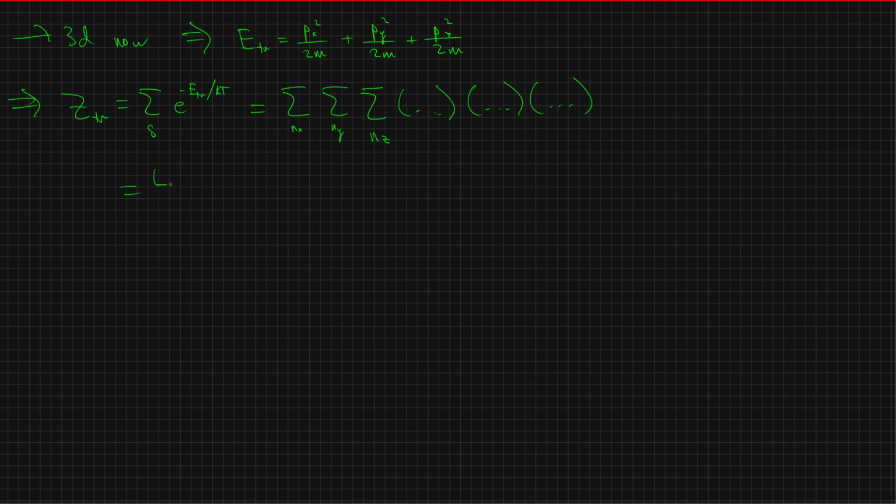So each one will produce Lx over what I called script L sub q, so the quantum length. So this will be Ly over little lq times Lz over little lq. Well, Lx times Ly times Lz is just what we call the volume. So it's just the quantum length cubed, which we'll call the quantum volume.